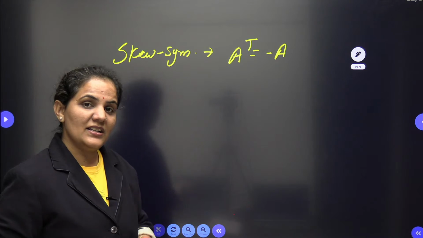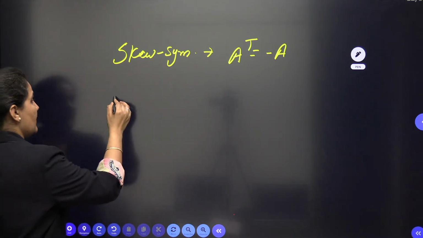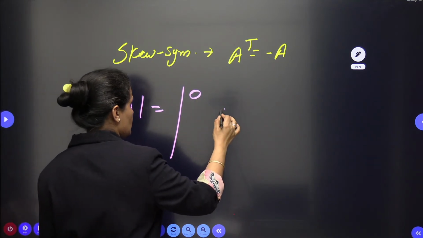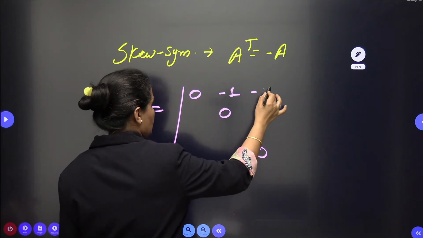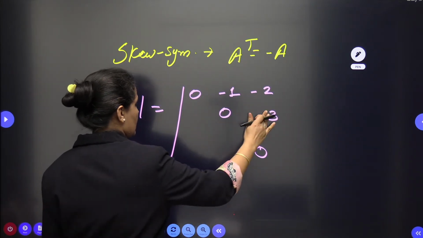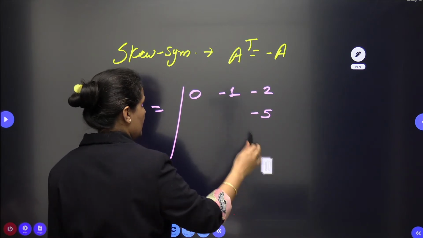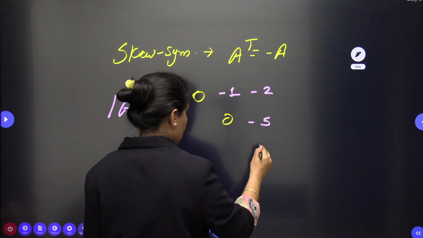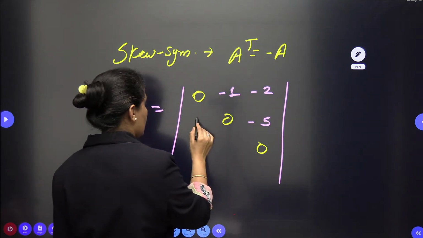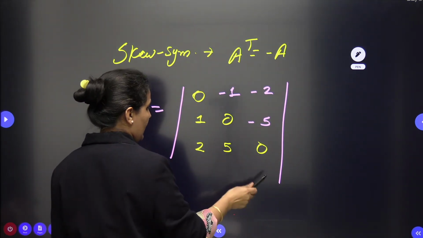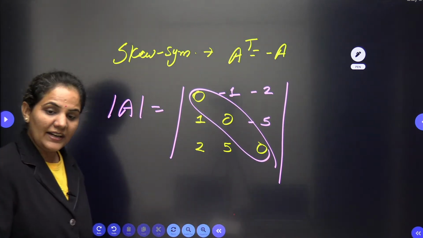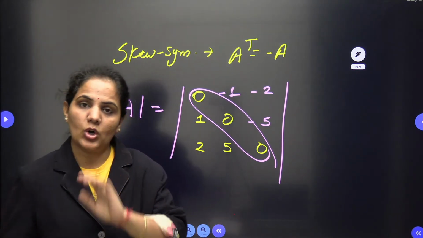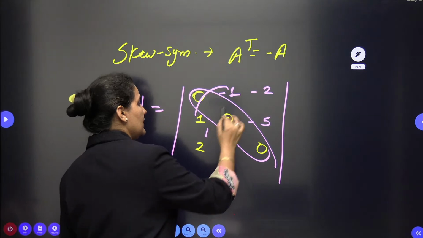So if that skew symmetric matrix is having odd order, suppose I am having a matrix A which is skew symmetric, with rows 0, 0, 0, minus 1, minus 2, minus 3, let it be minus 5, and here 0, 0 and 0, and here we are having 1, 2 and 5. I can say this is a skew symmetric matrix. How are we identifying a skew symmetric matrix? In a skew symmetric matrix, principal diagonal elements are always 0, and the mirror image is there with the opposite sign.